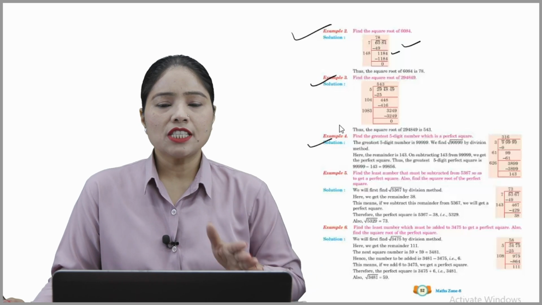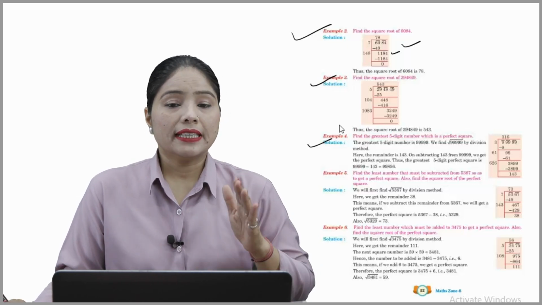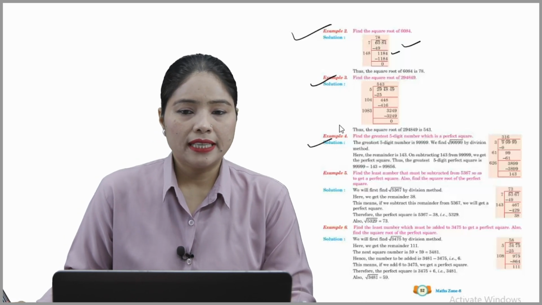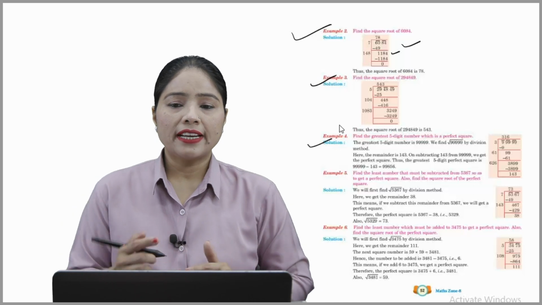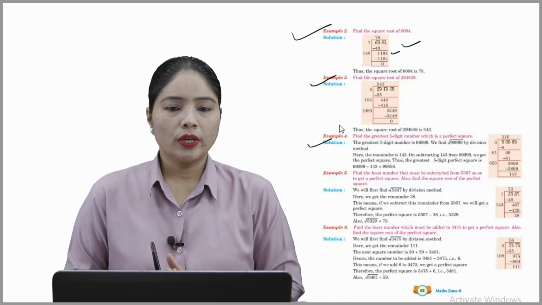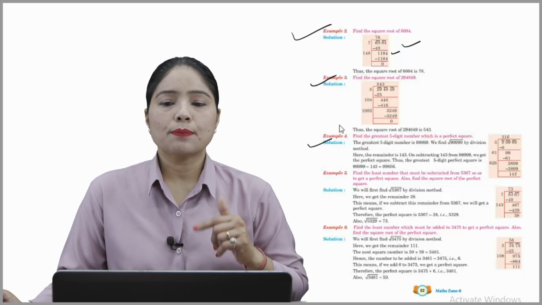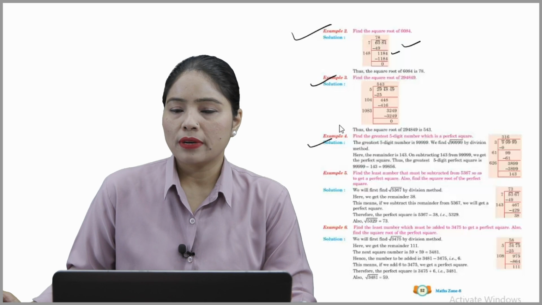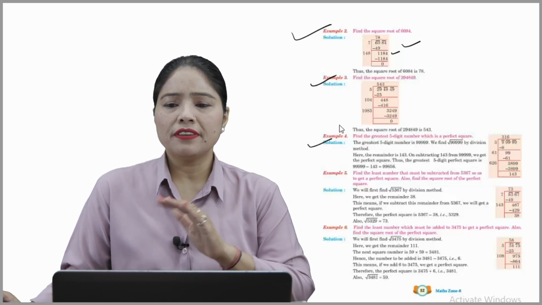Find the greatest 5 digits number which is a perfect square. So the greatest 5 digits number is 99,999. We find the square root of that by division method. Here the remainder is 143. On subtracting 143 from 99,999, we get the perfect square.